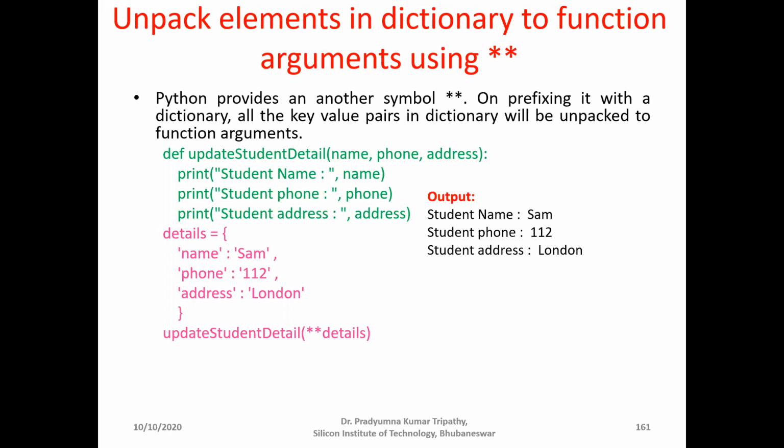Just look into this example. The same update student taking name, phone number and address. Now I have details over here. Details is a dictionary. This is a function, the green color is a function. What I have written over here is a dictionary. In the dictionary, we have key and value: name, Sam; phone, 1112; address, London. So this is the dictionary that you have defined.